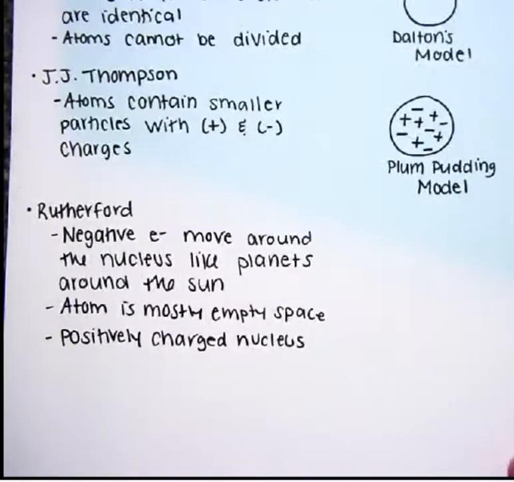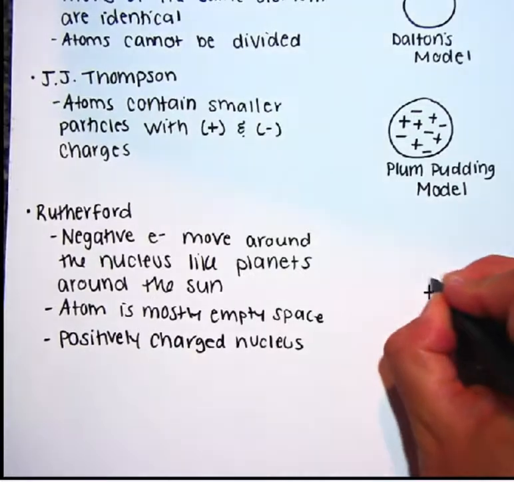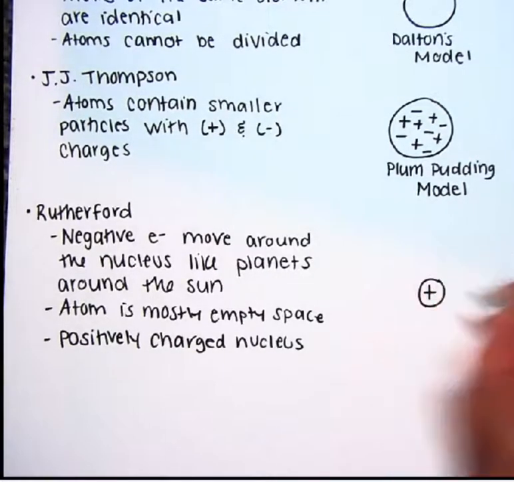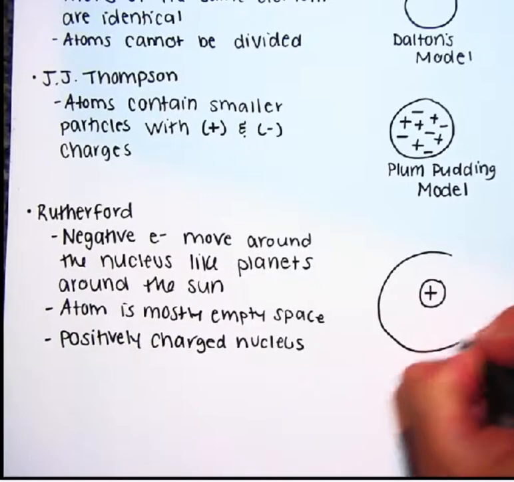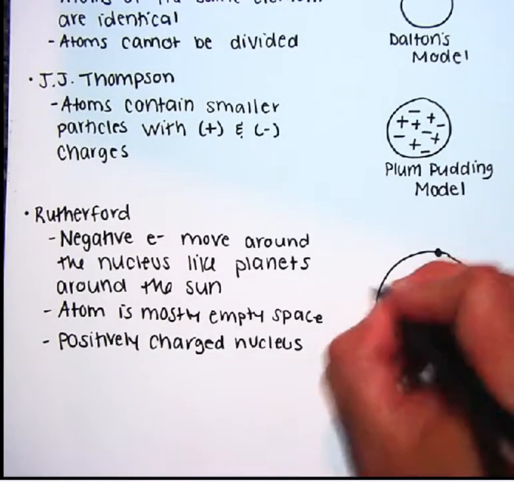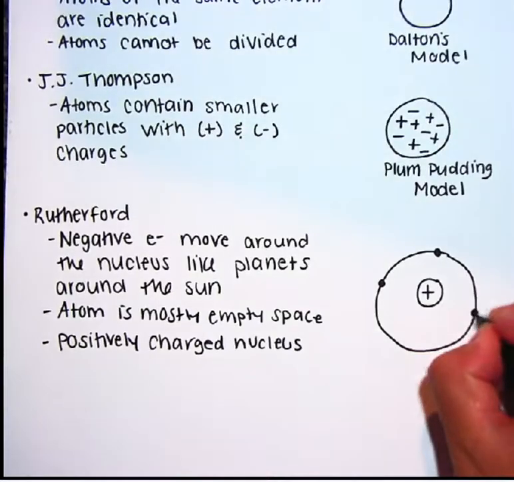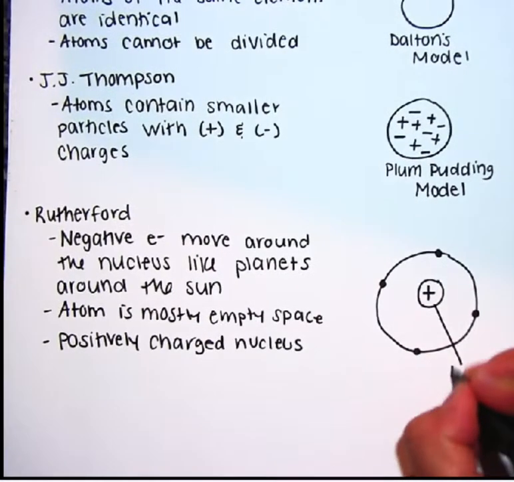So let's look at the Rutherford model. He thought we had a positively charged nucleus. And again, this is not drawn to scale, but he found that there were electrons, and he thought that they moved around the nucleus like planets around the sun.